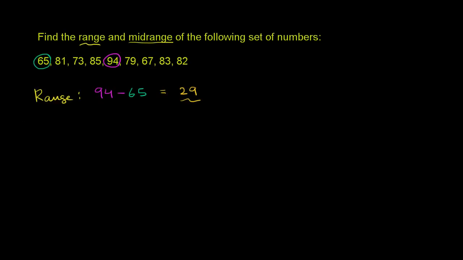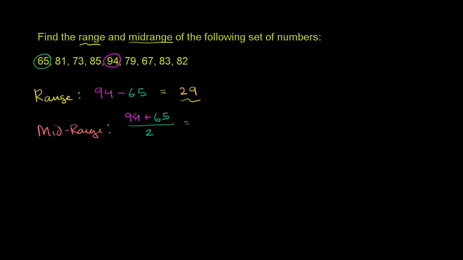The mid-range is one way of thinking to some degree of kind of central tendency. So mid-range. And what you do with the mid-range is you take the average of the largest number and the smallest number. So here we took the difference. That's the range. The mid-range would be the average of these two numbers. So it would be 94 plus 65. And when I talk about average, I'm talking about the arithmetic mean over 2.